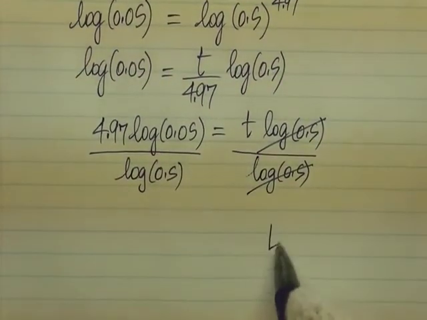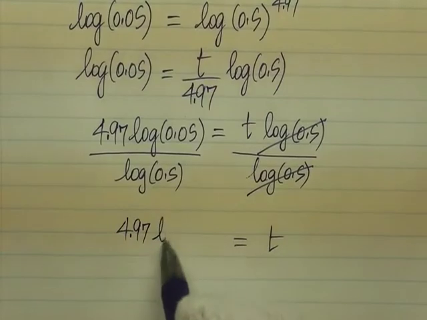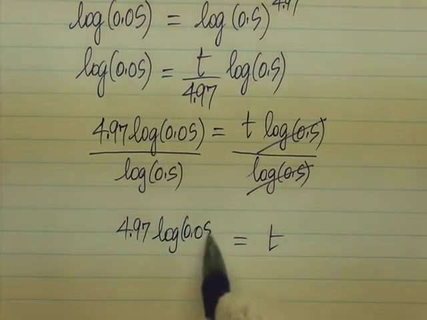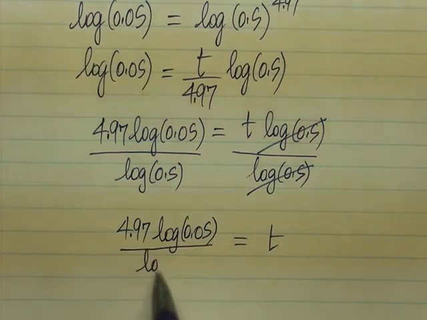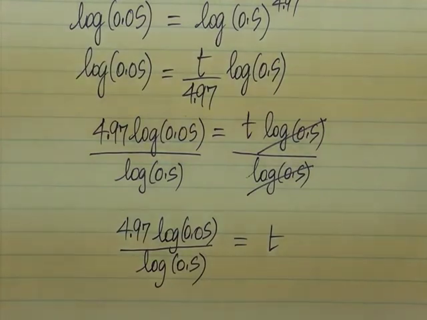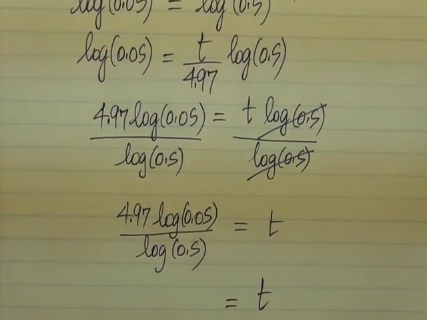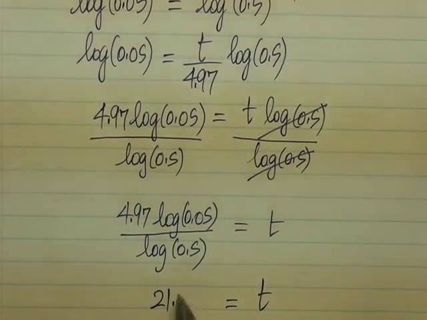Giving me t is equal to 4.97 log 0.05 divided by log 0.5. So 4.97 times log 0.05 divided by log 0.5 gives me 21.48 minutes.